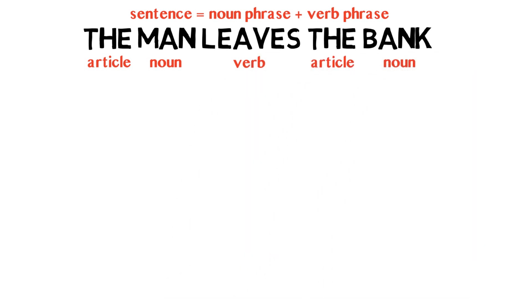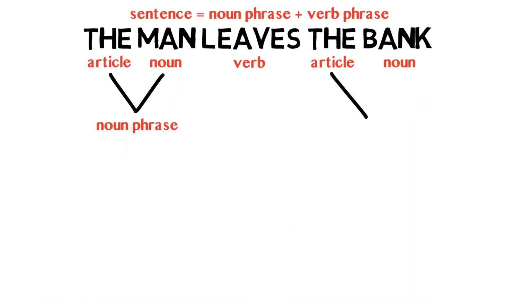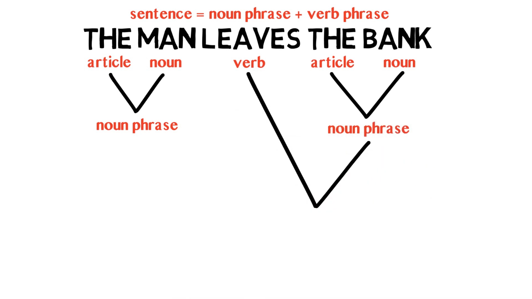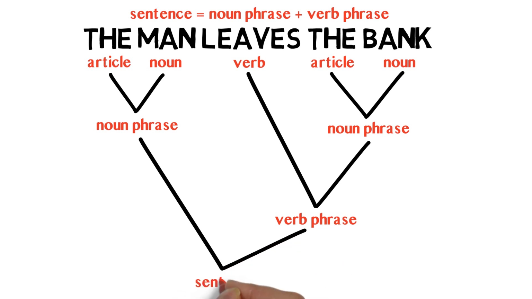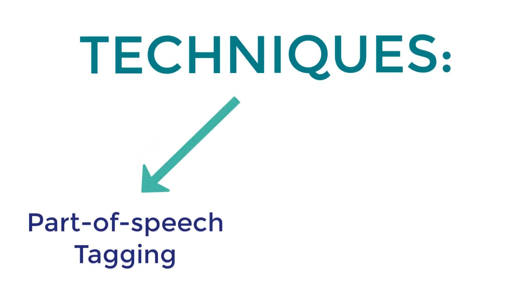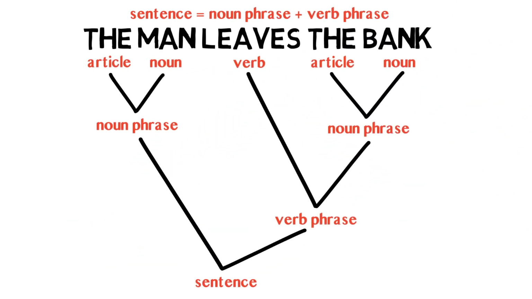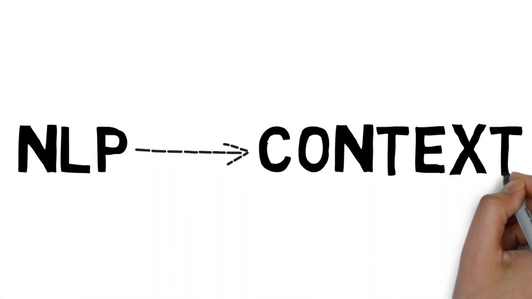From here, we can combine the and man into a noun phrase, and the and bank into another noun phrase. The verb leaves and this noun phrase can turn into a verb phrase, and finally, this noun phrase and this verb phrase can become a full sentence. The techniques used to create this parse tree broadly fall into the categories of part-of-speech tagging and chunking. Now, you might be wondering why I'm taking you back to elementary school. But it's because these parts of speech are what give natural language processing the power of understanding context.